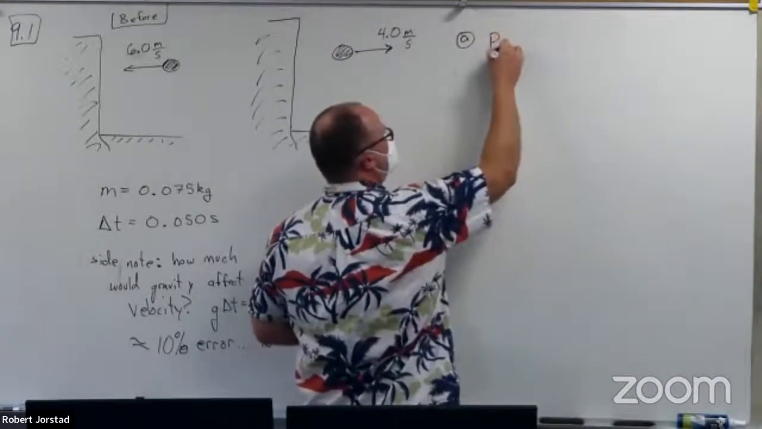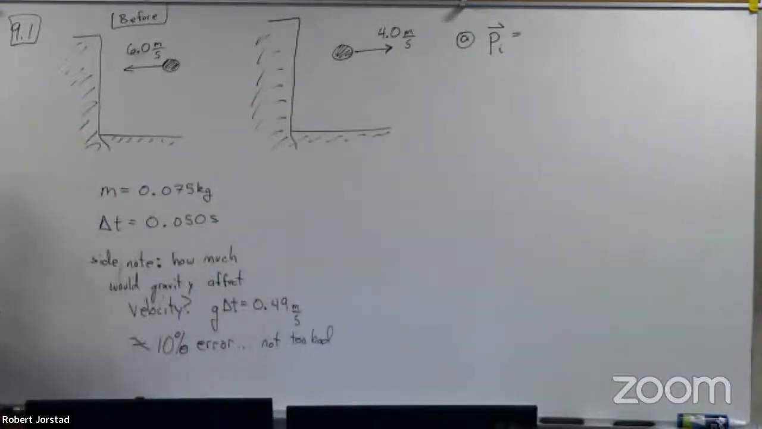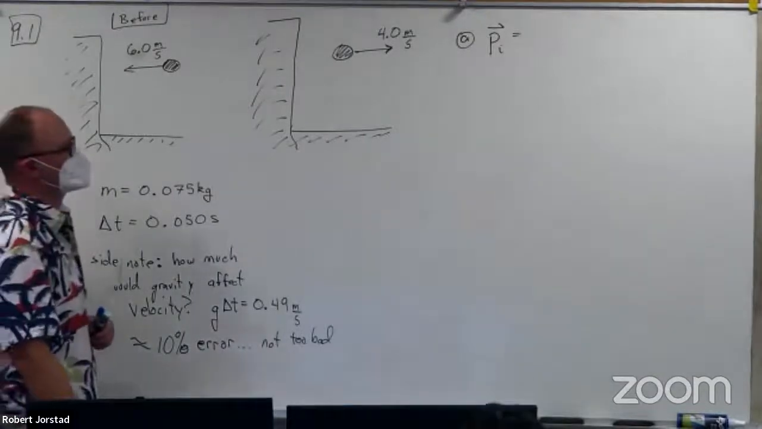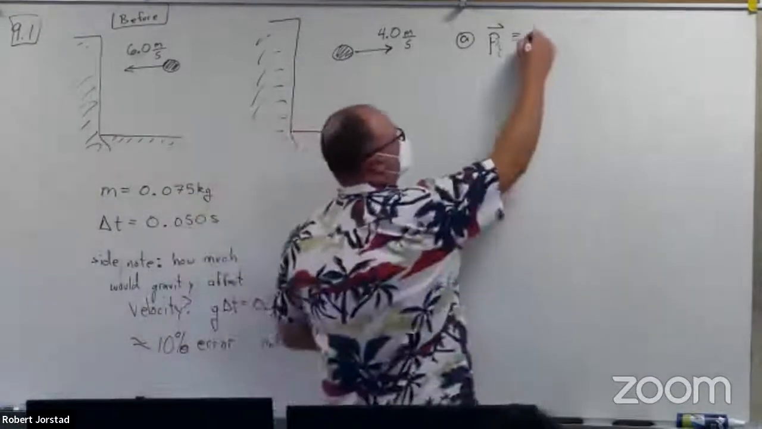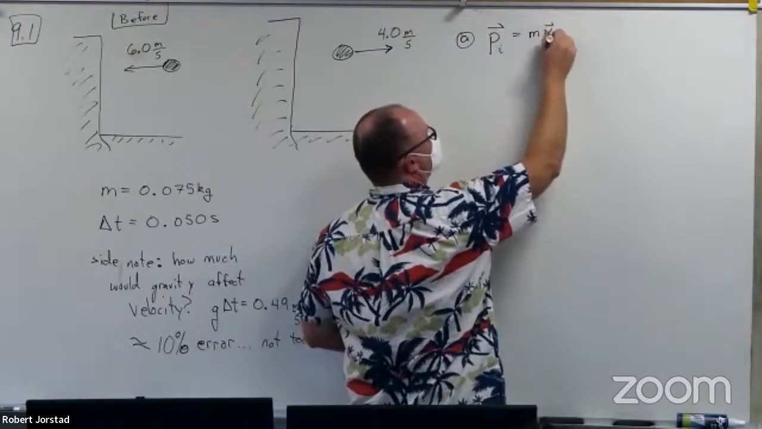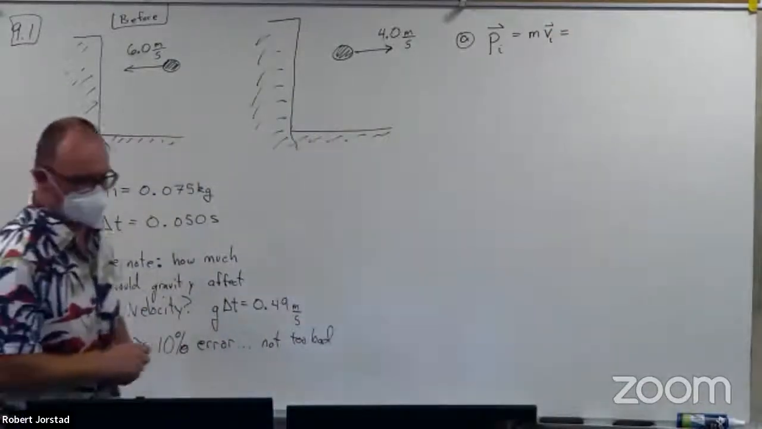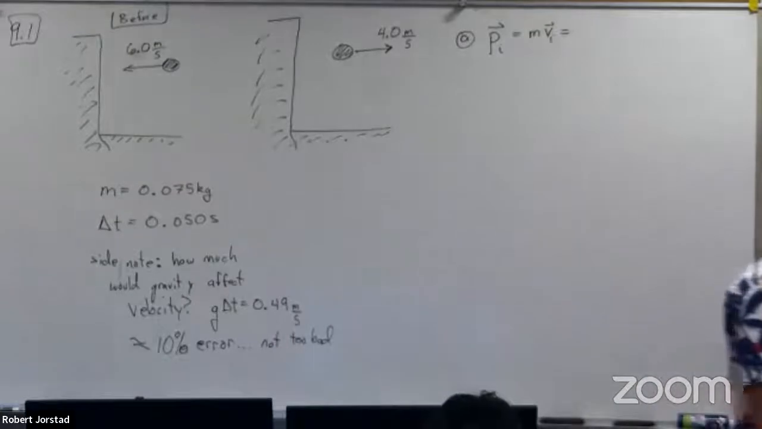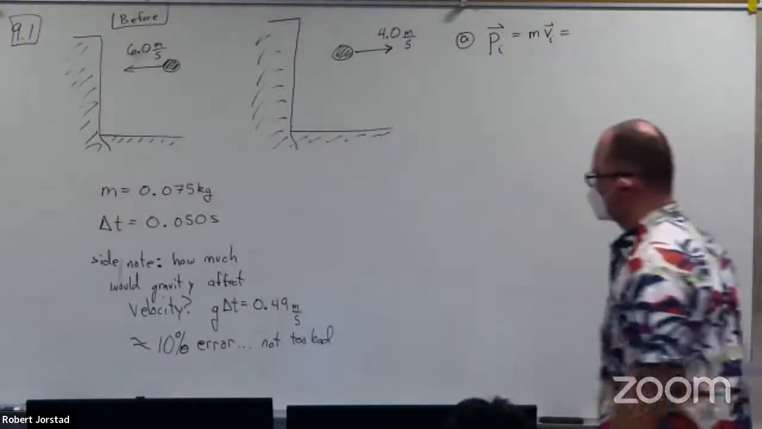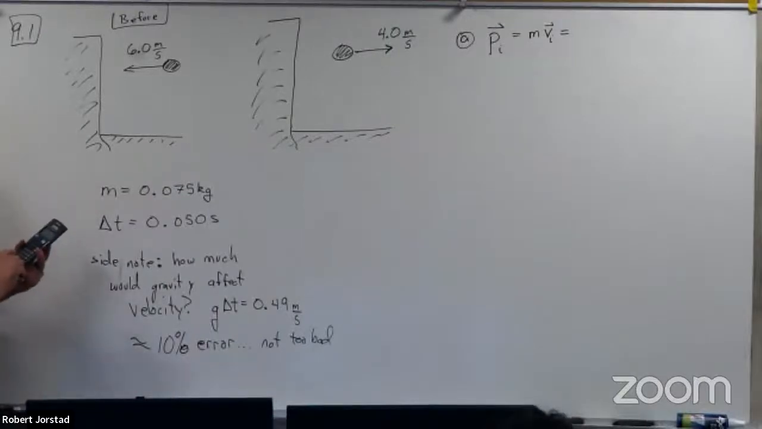I want P initial. What's the equation? It's up at the top of the page. P equals M times V. MV. It's not jealous. That would be envy. Okay, so what am I going to get? I got my calculator here. Punch in some numbers. We got our mass. We got our V. 0.075 times 6. I got 0.45.